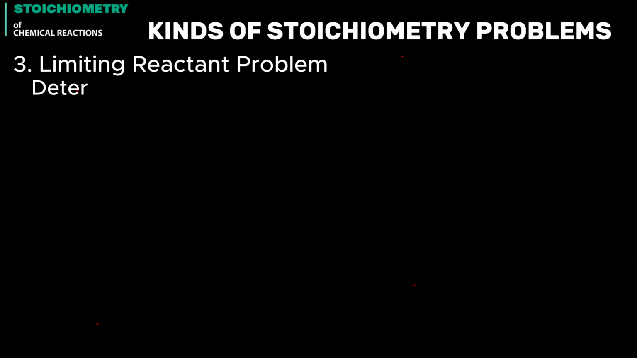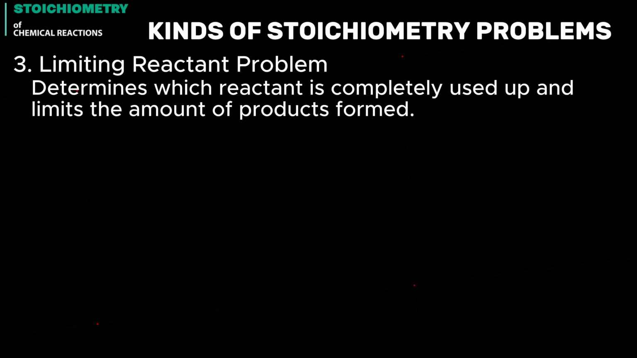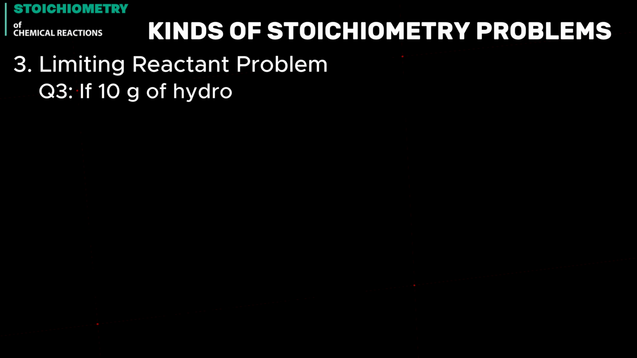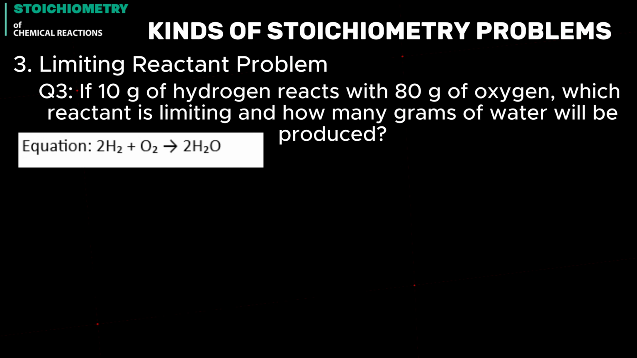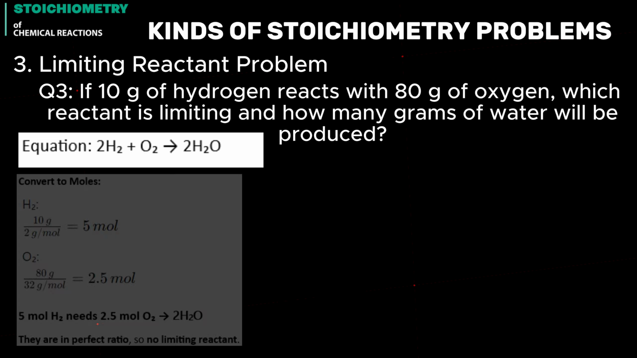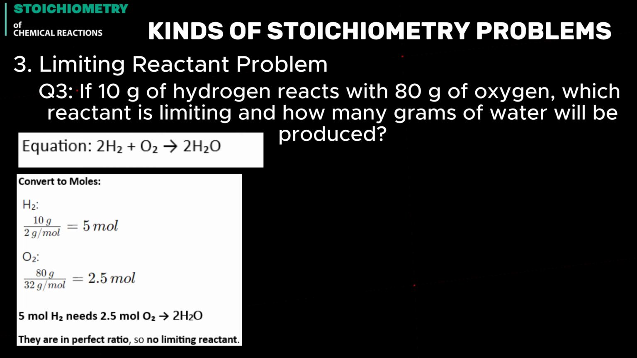This type determines which reactant is completely used up and limits the amount of the product formed. We'll illustrate with a question. If 10 grams of hydrogen reacts with 80 grams of oxygen, which reactant is limiting, and how many grams of water will be produced? Again, the equation of reaction, 2 moles of hydrogen plus 1 mole of oxygen giving us 2 moles of water.